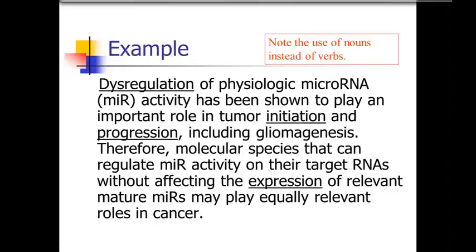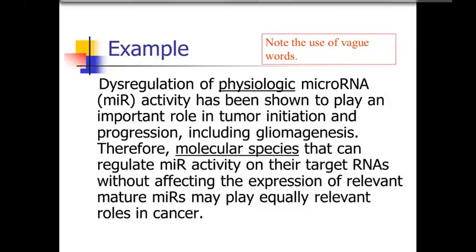So first, as in the examples we saw earlier, there's the use of nouns rather than verbs. The authors use dysregulation, initiation, progression, and expression. Those are all nouns that could have been verbs: dysregulate, initiate, progress, and express. Verbs really move the sentences along, whereas nouns slow the reader down.